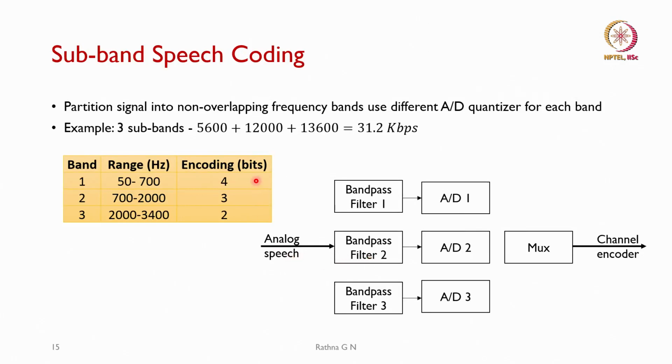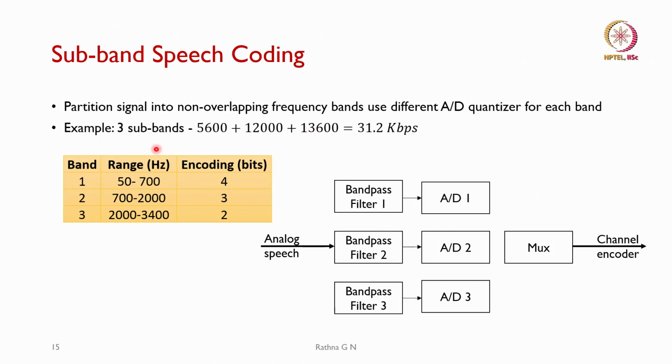The other way of doing this is subband speech coding. What is it? We partition the signal into non-overlapping frequency bands and then use a different A to D quantizer for each band. We will see that as an example. If we have 3 subbands, then you can reduce from 32 kilobits per second in the DPCM to 31.2 kilobits per second.